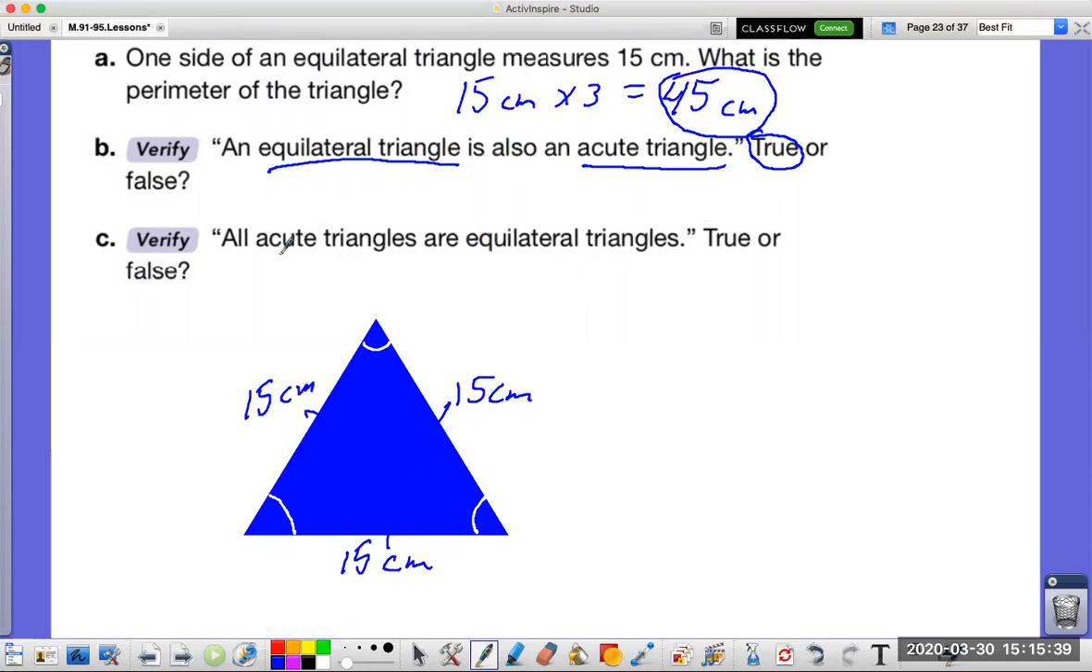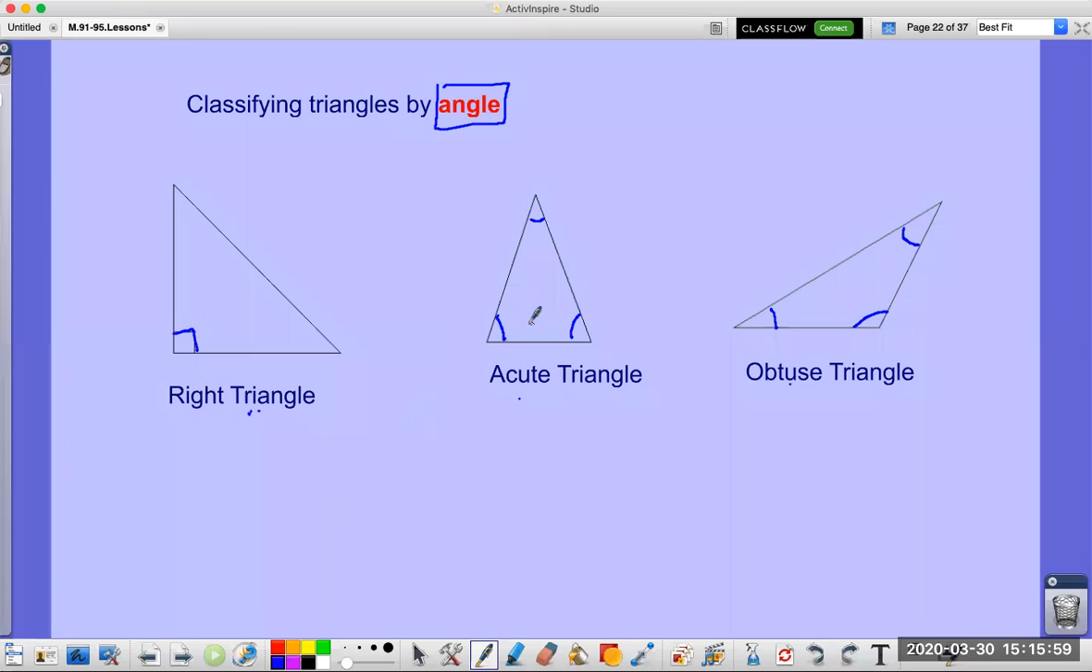How about letter C? All acute triangles are equilateral triangles. True or false? So all acute triangles are equilateral triangles. Well, let's look at an example we had previously. Here's an acute triangle. Is that also an equilateral? This is acute because these are all less than 90.